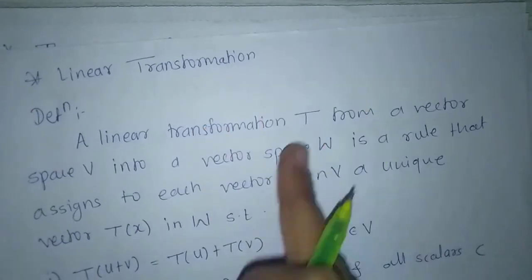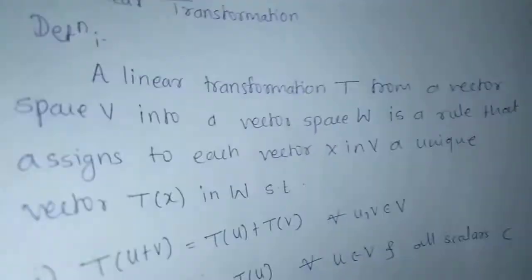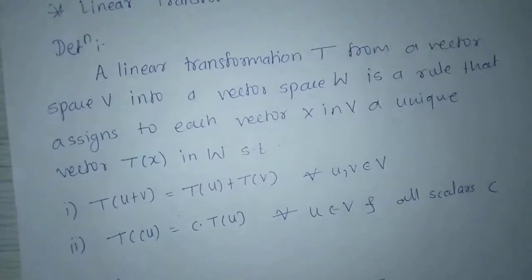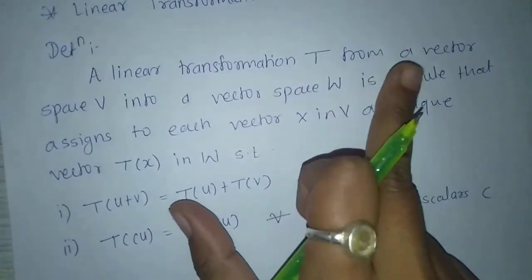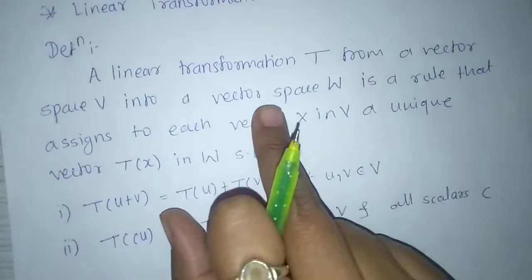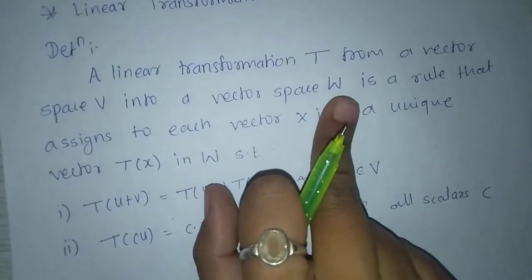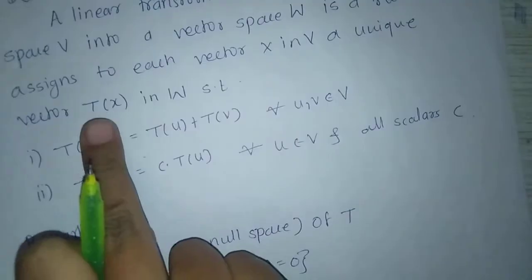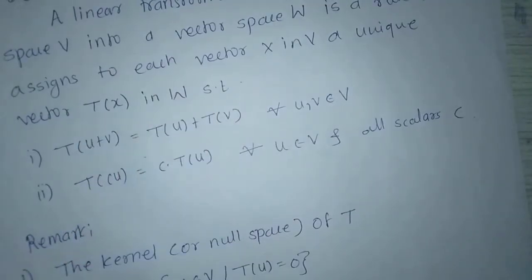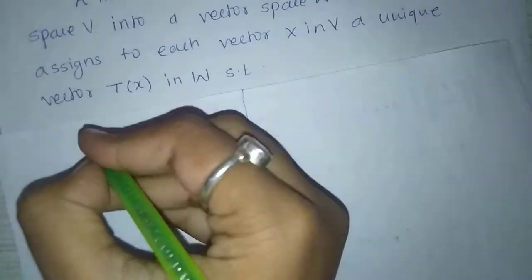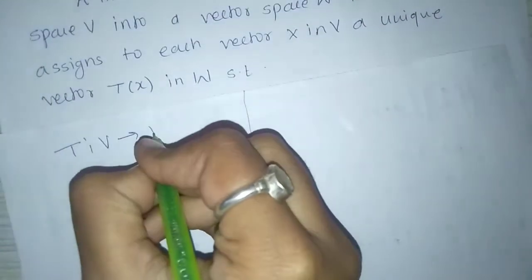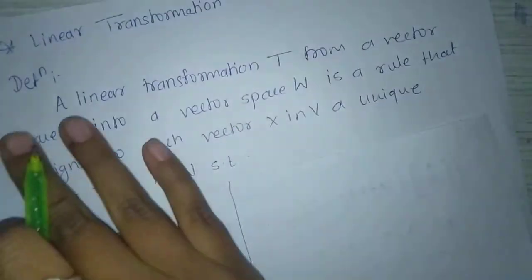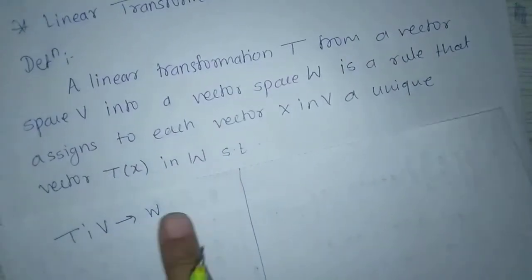First, the definition of linear transformation. A linear transformation T from a vector space V into a vector space W is a rule that assigns to each vector x in V a unique vector T of x in W such that... This means T maps V to W. The meaning of this is nothing but T mapping V to W.